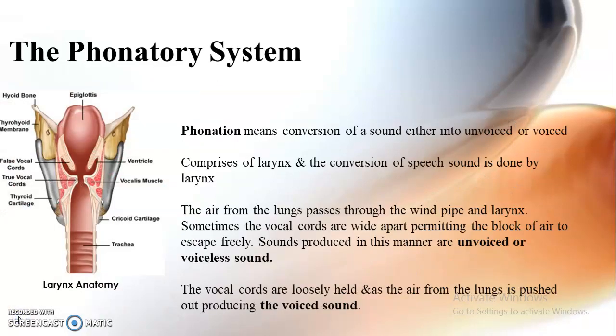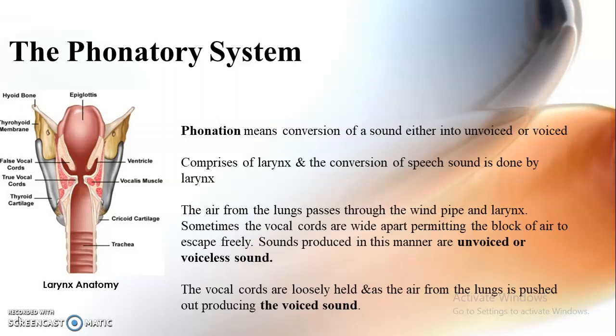Next, we will look into what the phonatory system is. The term phonation means conversion of a sound into either unvoiced or voiced. Now, this is being done by the vocal cords situated inside the larynx. If you look into the picture, you can see the vocal cords there. If the vocal cords are placed closely, that is, if they are loosely held, the air from the lungs is pushed out and this produces voiced sounds.